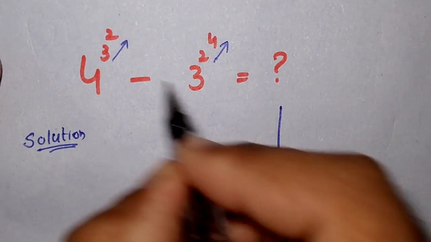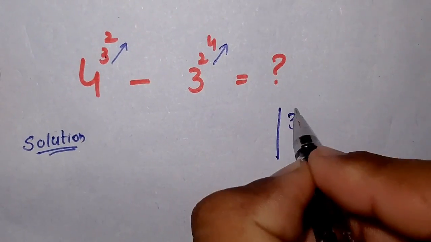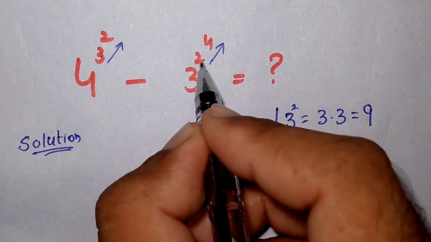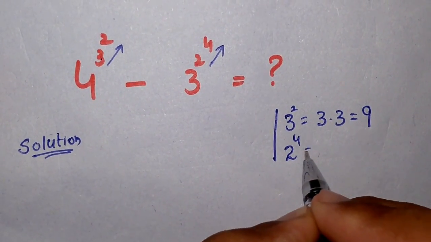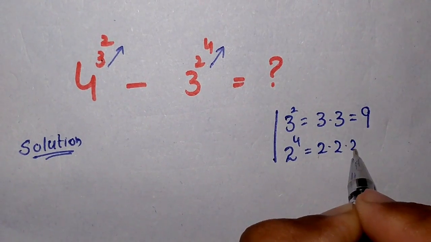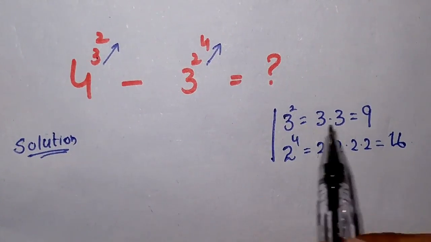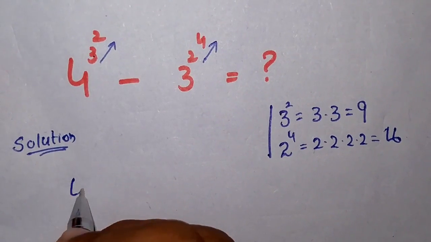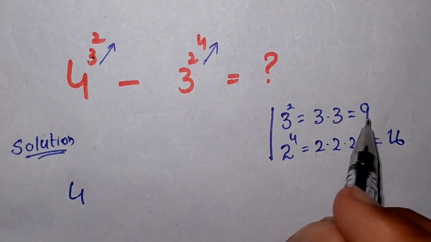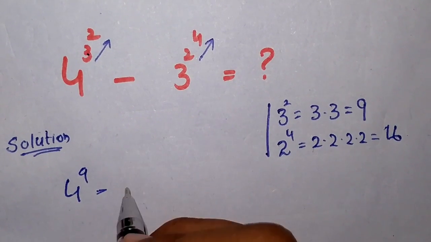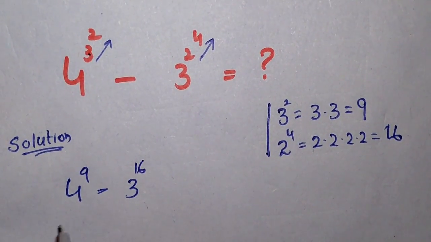So here, we know that 3 to the power of 2 is equal to 3 times 3, which is equal to 9. Here, 2 to the power of 4 is equal to 2 times 2 times 2 times 2, which is equal to 16. Now we have to replace these by 9 and 16. So here, 4 to the power of 3 to the power of 2 is equal to 9, minus 2 to the power of 4 is equal to 16. So here, 3 to the power of 16.